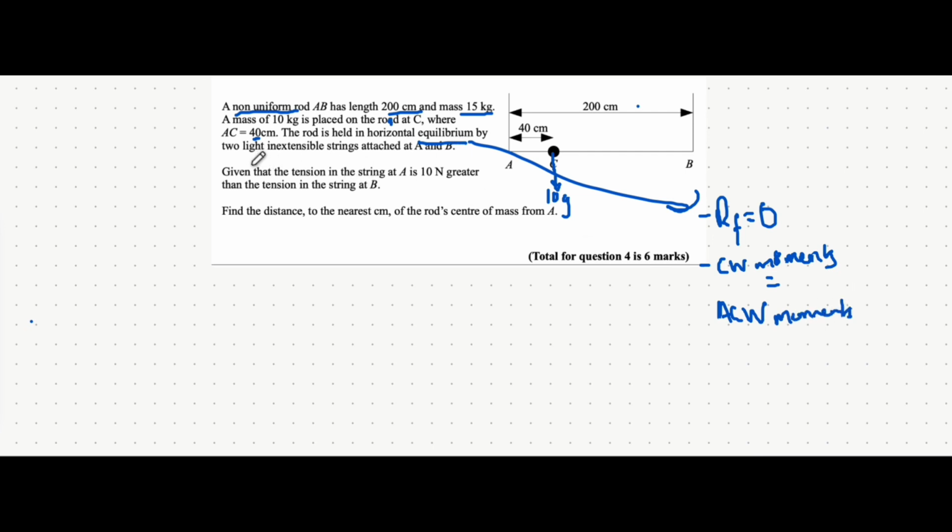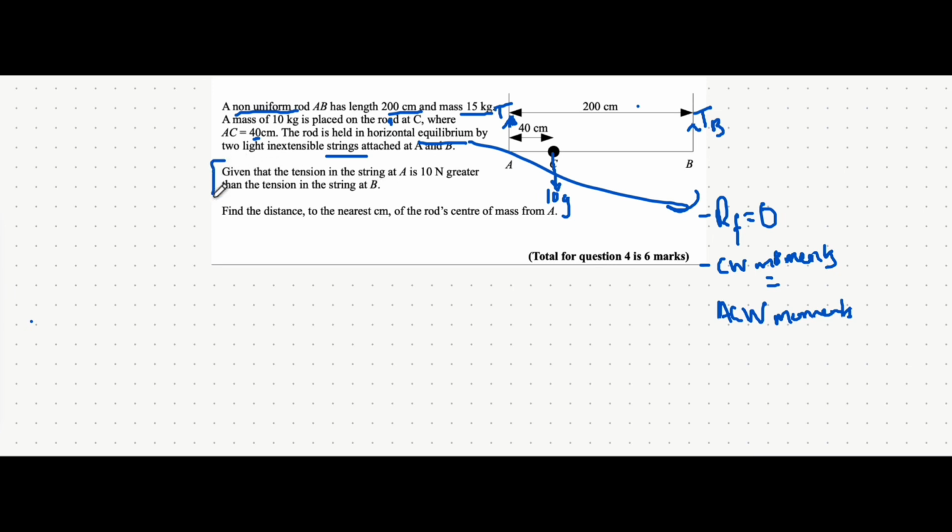It's held by two inextensible strings. So whenever there's a string or a rope or a tow bar connected to an object, there's always tension acting up that object. In this case, a tension acting up a string. Now, I've labeled them both T, but they should be tension at A and tension at B because we don't know for sure that they're equal in value.